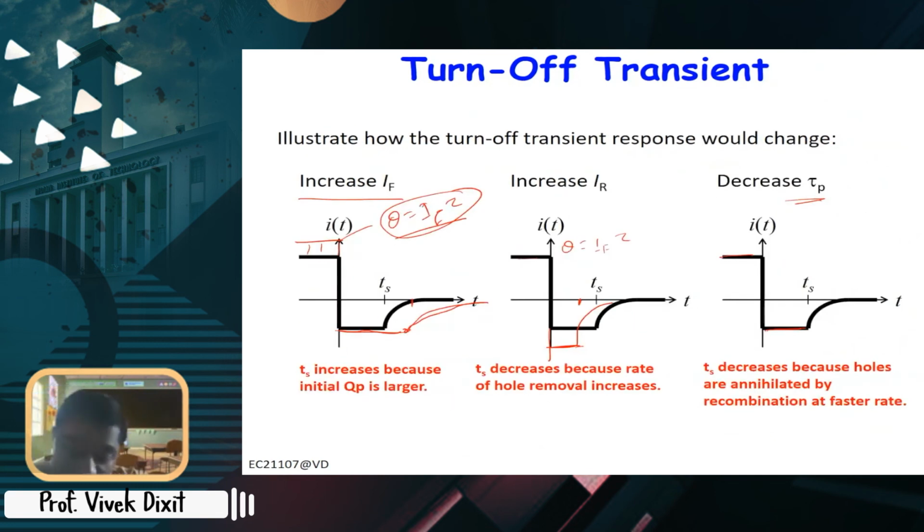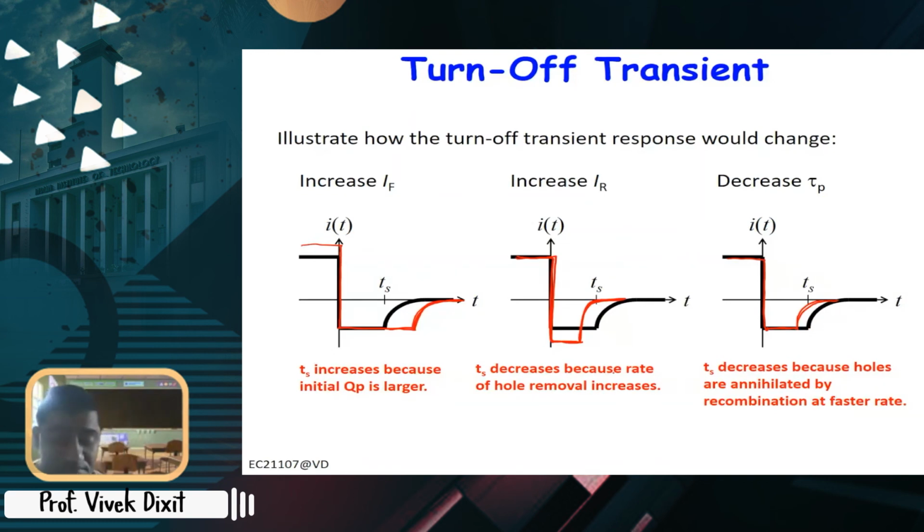Why? Because during this storage time, not only are the carriers extracted, they are recombining also, right? So the carrier extraction is proceeding at the same rate, but now recombination is faster. So within this time, more carriers would have recombined, so tau S will be slightly reduced. What about this recovery time? So overall, this time will be reduced. So this is how this will look.